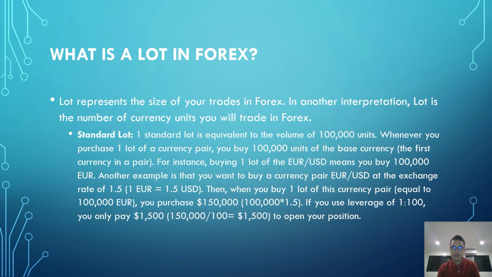Then when you buy one lot of this currency pair, equal to 100,000 euro, you purchase 150,000, which means 100,000 times 1.5. So the broker also offers you what we call leverage, meaning it lends you some money so that you could purchase more currency at a little price. So if you have a leverage of 1:100, you only pay 1,500 for 100,000 worth of euro. So that's only 1,500 USD to open a position. So that's how leverage works.